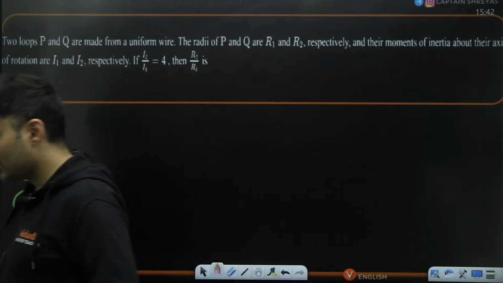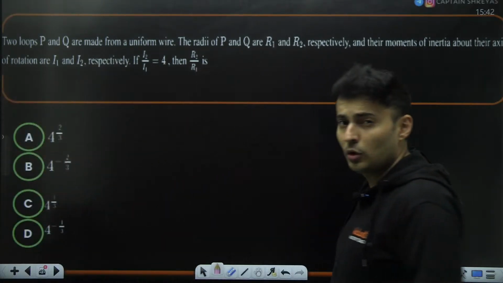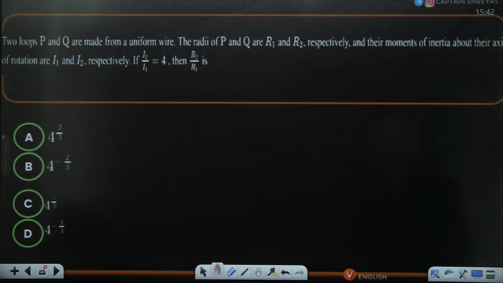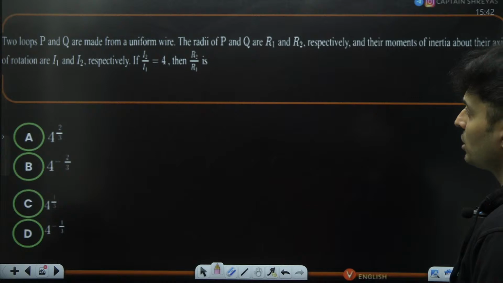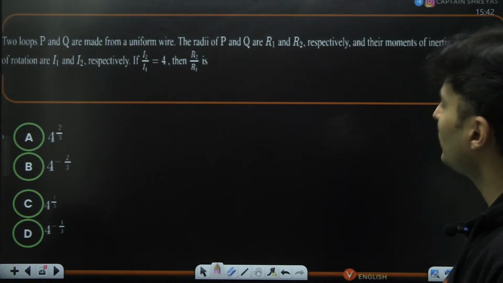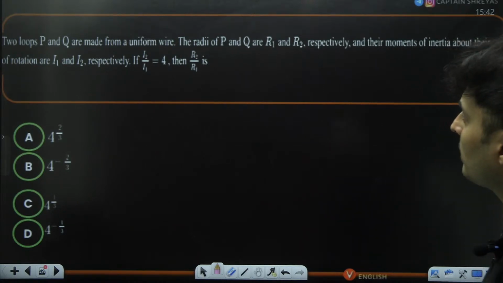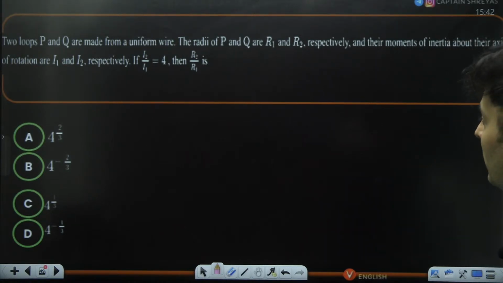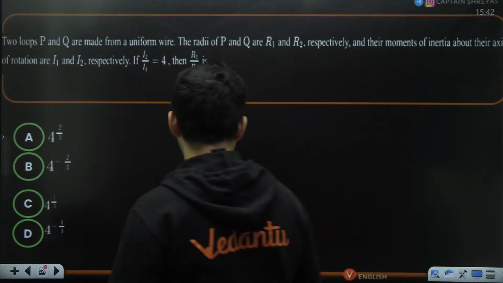Perfect. Next question, guys, coming up on your screen. Let's say two loops P and Q are made of uniform wire. Radius of P and Q are R1 and R2. Moments of inertia about their axis of rotation are I1 and I2. If I2 by I1 is equal to 4, what is the ratio of radius?